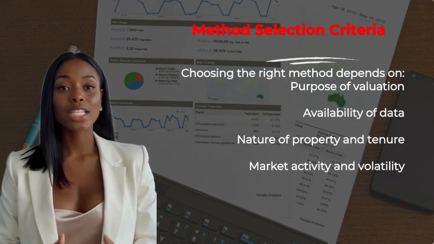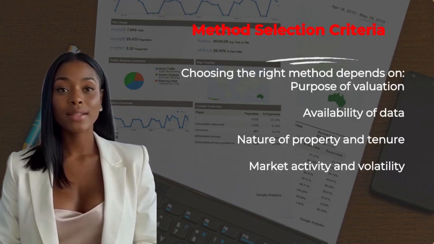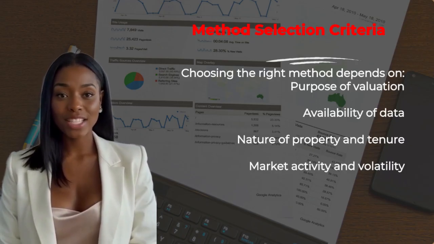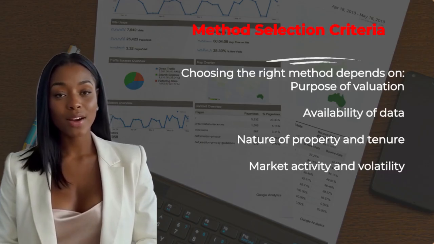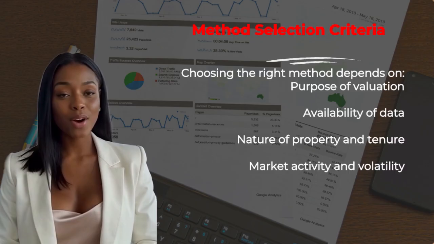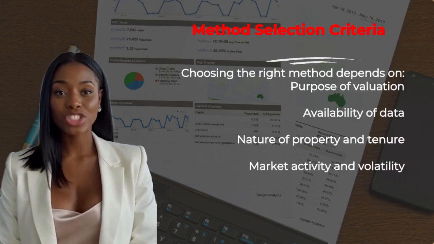7. Method selection criteria. Choosing the right method depends on purpose of valuation, availability of data, nature of property and tenure, market activity and volatility, regulatory or client requirement. Often, a combination of methods is used for triangulation and reconciliation of value.